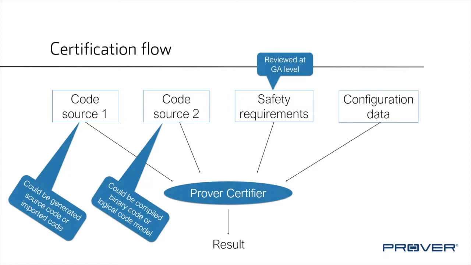We have generic safety requirements, and these are written in a logical language and reviewed at the generic application level. So it's a tough review to do, but you have to do it only once. You don't have to review it for each station you make. For each interlocking, however, you need configuration data, and this data is supposed to be checked at the specific application level. This shows all the input data you need to give to Prove Certifier, and you get out from this a result of the formal verification.